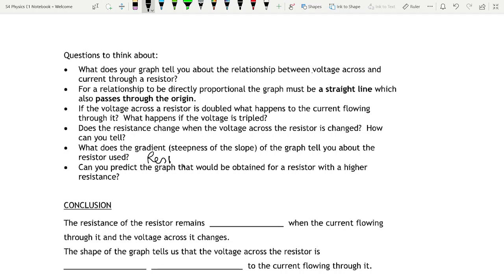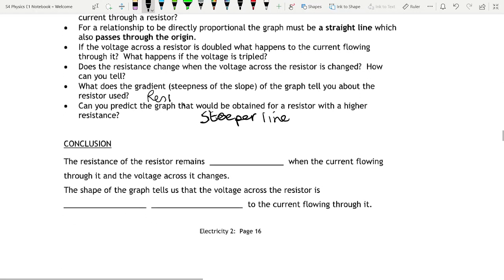Can you predict the graph that would be obtained for a resistor with a higher resistance? So if the gradient equals the resistance, if you have a higher resistance, you would have a higher gradient. So you'd have a steeper line, basically.